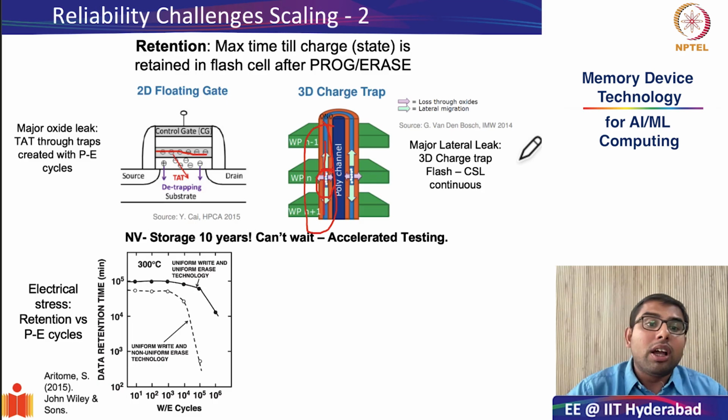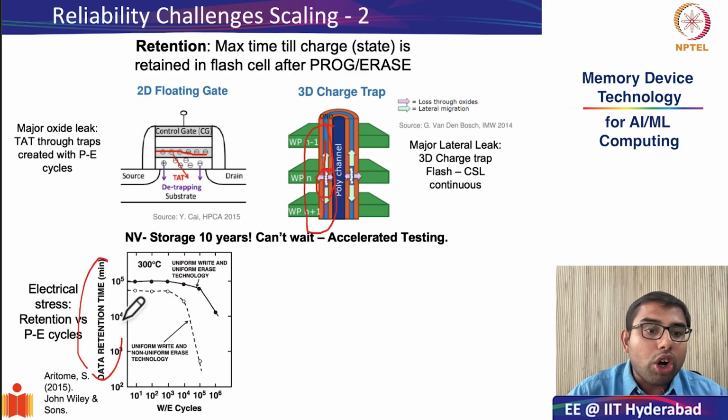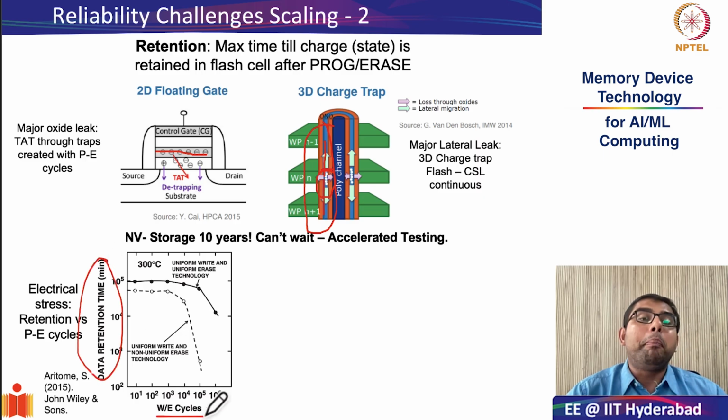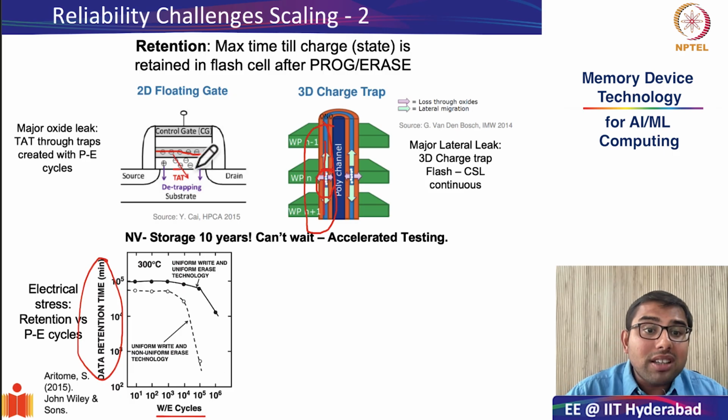So this is the first form of stress you apply. What you are checking is the data retention time across the PE cycles. Remember why PE cycles will affect your data retention? Because the more PE cycles, the more traps are introduced in your tunneling oxide, and the lesser will be your retention. Okay.